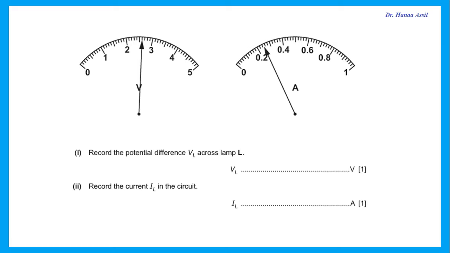When we're reading a voltmeter or a meter, remember that the voltmeter here, for example, is from 2 to 3. So that means each small line is 0.1. So that voltmeter on the left is what? It's 2.6.